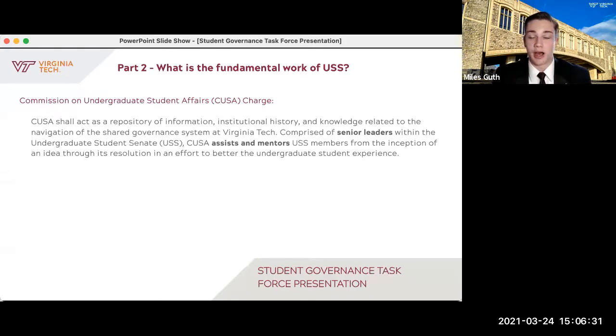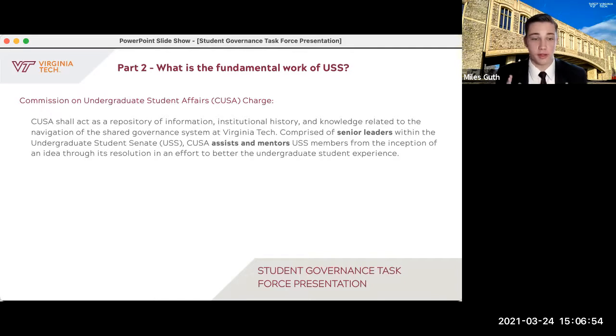CUSA shall act as a repository of information, institutional history, and knowledge related to the navigation of the shared governance system at Virginia Tech. Comprised of senior leaders within the Undergraduate Student Senate, CUSA assists and mentors USS members from the inception of an idea through resolution in an effort to better the undergraduate student experience.